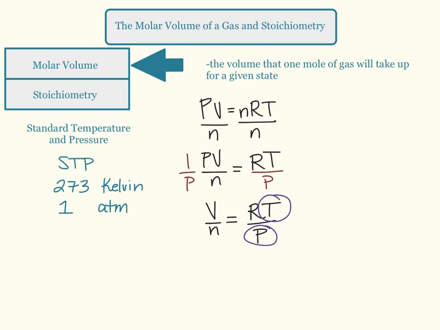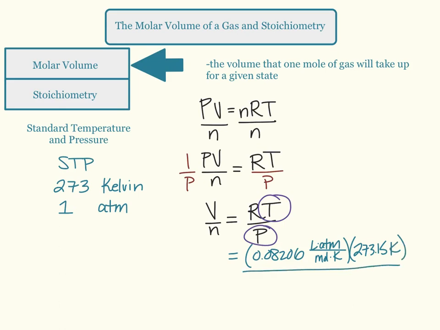Let's plug these numbers into our volume to moles ratio. We have our gas constant, 0.08206, with units of liters atm divided by mole Kelvin. We have our standard temperature, 273.15 Kelvin. And we have our 1 atmosphere pressure at the bottom. If you perform this calculation, you'll arrive at a very common number used for gas stoichiometry problems: the volume to mole ratio is 22.4 liters for every mole of gas.